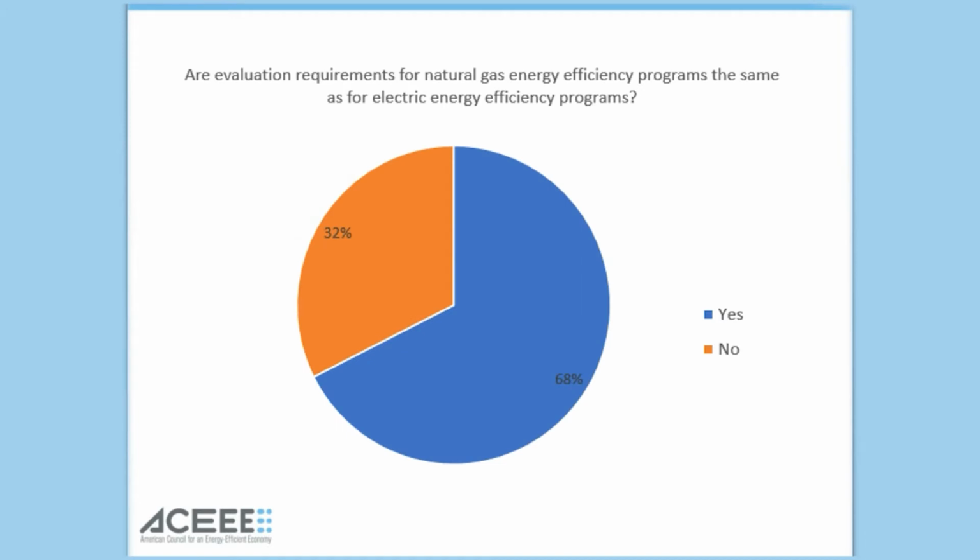And we've got programs that are electric or natural gas or combined, but ask the question, are evaluation requirements for those natural gas efficiency programs the same as for electric? And two-thirds say yes, they have the same requirements, but maybe that might be a little bit surprising. One-third don't have quite the same requirements for evaluation.